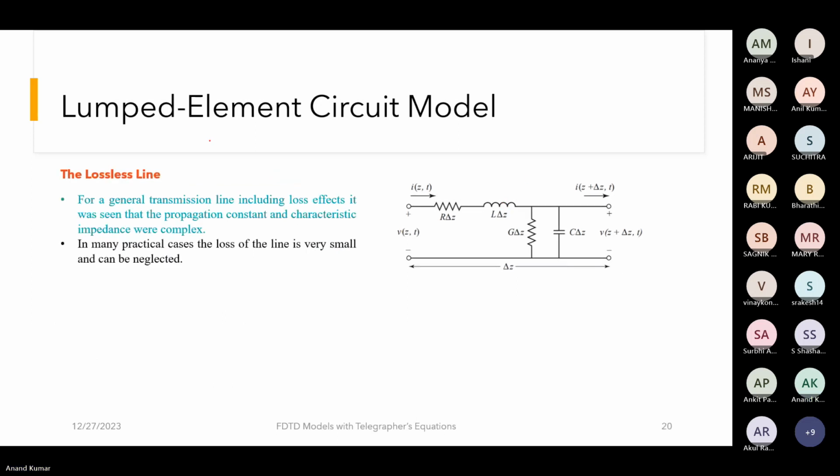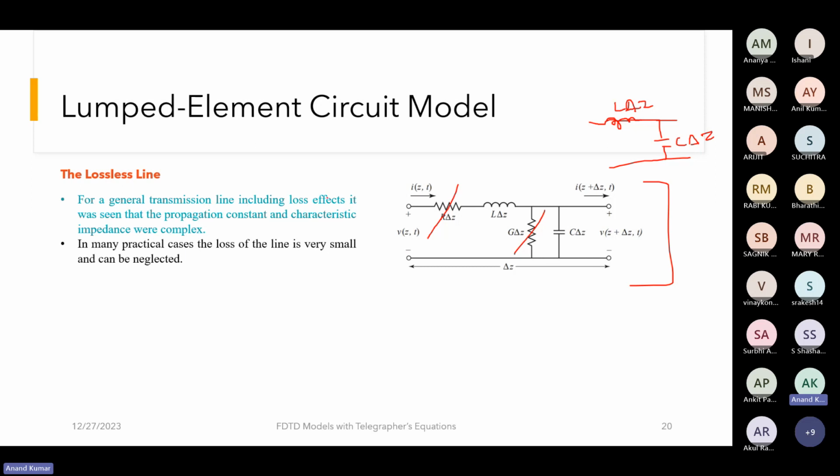Now we'll look at the lossless condition for the transmission line. When we introduced the circuit, we had said that the R and G terms represent loss. So if we get rid of them, we get the lossless circuit for the lossless transmission line. The simplest diagram will look like this. This is how the equivalent circuit of the lossless transmission line will look. We'll have the L delta Z term and the C delta Z term. That's it.